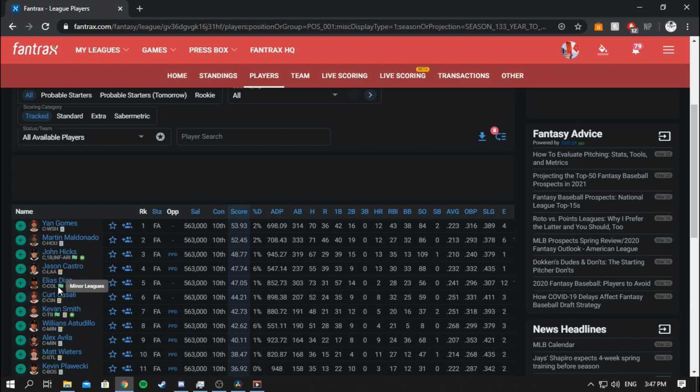Diaz looks like he's a minor leaguer. This green flag means that they're on the minor league roster right now. They're not on the 26-man roster this year, and the green flag means that they're eligible to be put in your minors. Actually, this white M in a green circle means that they're eligible to be put in the minors. The players that are eligible to be put in the minors in our league are one of two things.